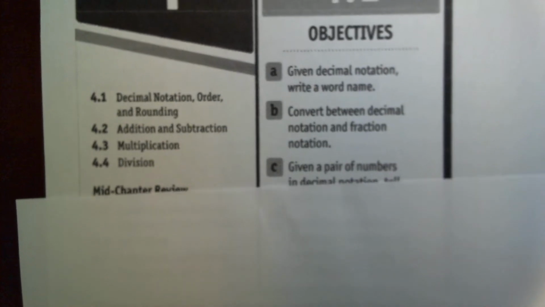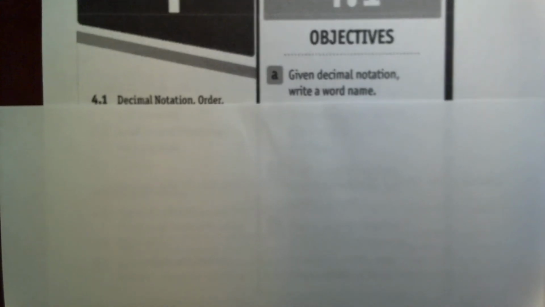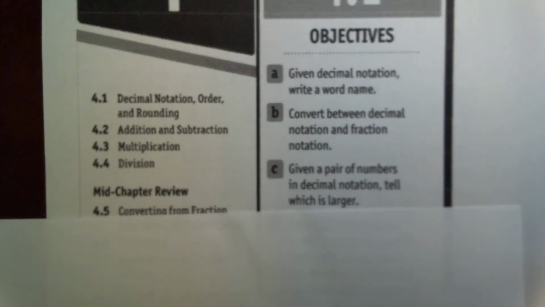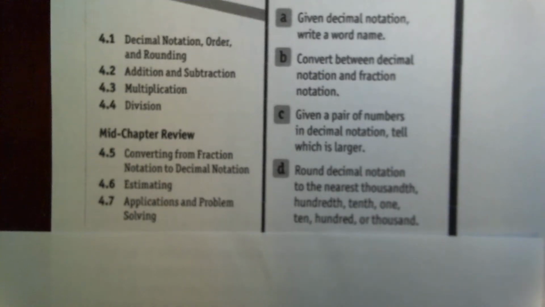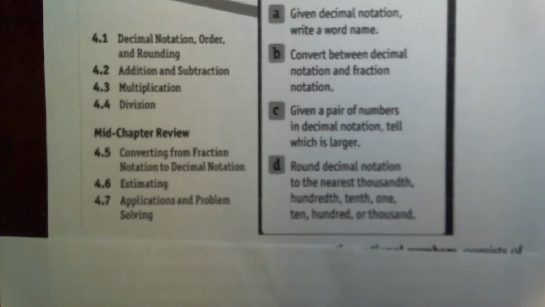In section 4.1, we have four different objectives. One is decimal notation and writing a word name, then converting between decimal notation and fraction notation, then, given a pair of numbers in decimal notation, telling which is larger, so it's about order, and then how to round decimal notation. As always, please make note of the new words for your math vocabulary, because we'll be using them again in the future. You want to have a good understanding of what the words mean.